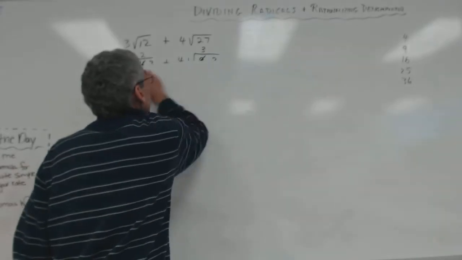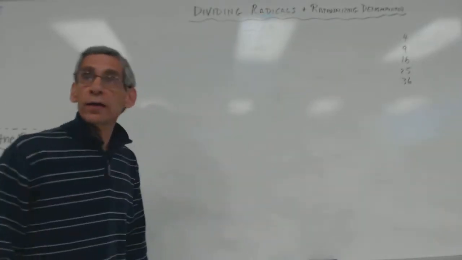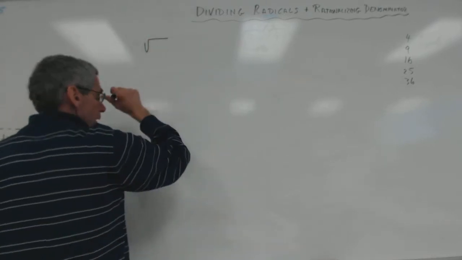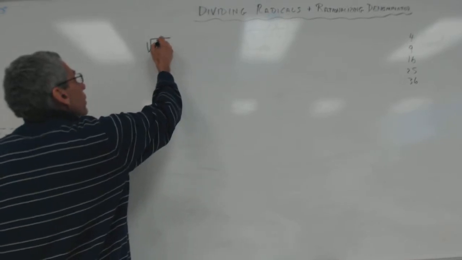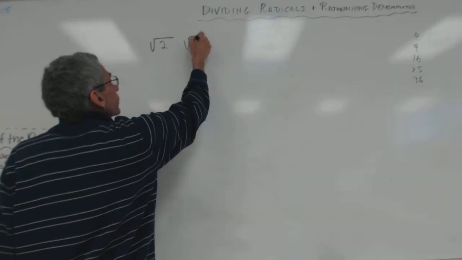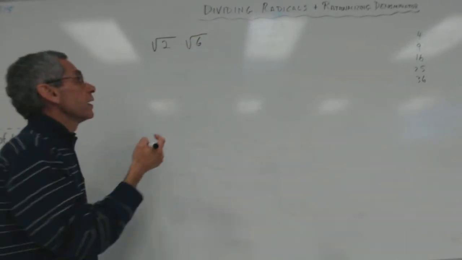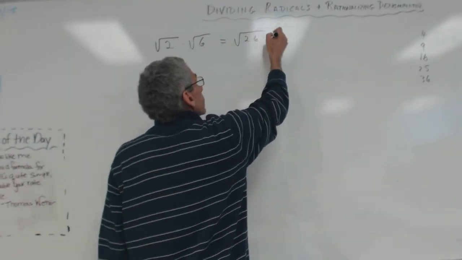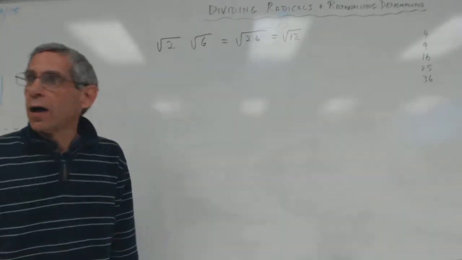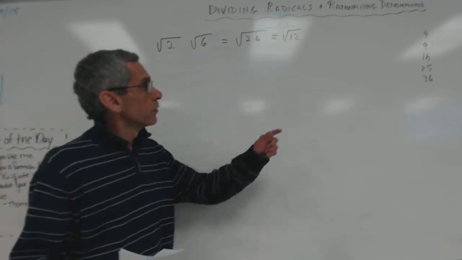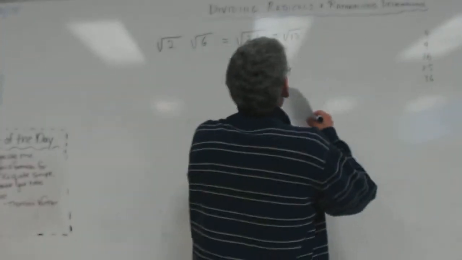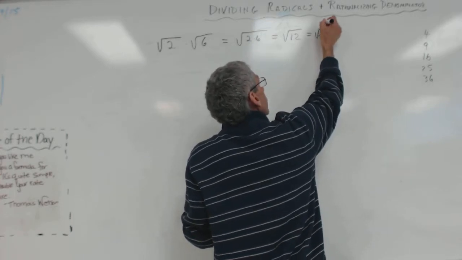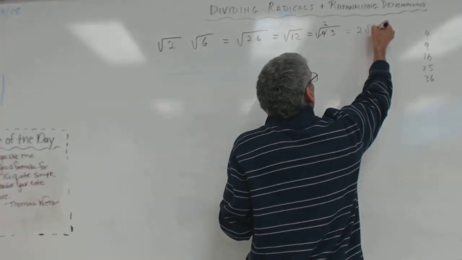So now we're going to talk about multiplying. We said the square root of 2 times the square root of 6 is the same thing as putting them underneath the same square root sign, meaning the square root of 2 times 6, which is the square root of 12. But then I have to simplify the square root of 12. 4 goes into that, so it's the square root of 4 times 3. The square root of 4 is 2. So my final answer is 2 square root of 3.